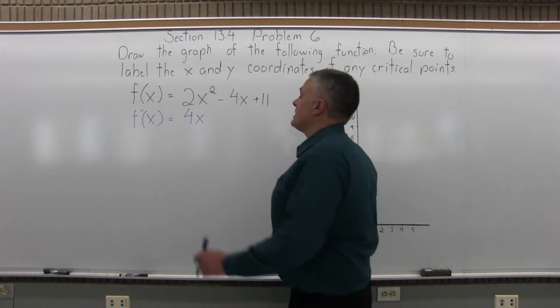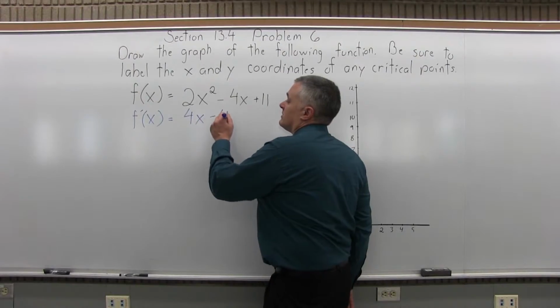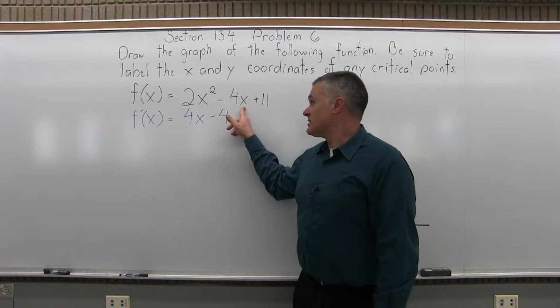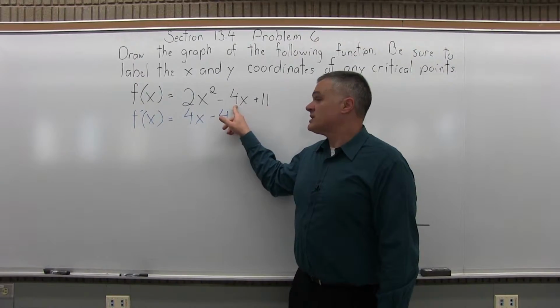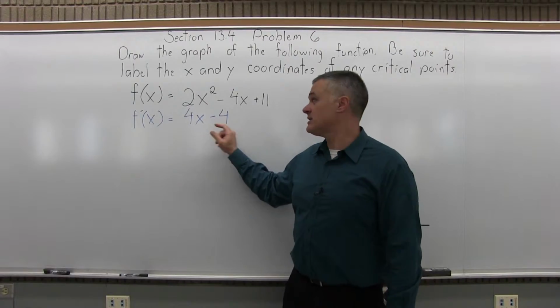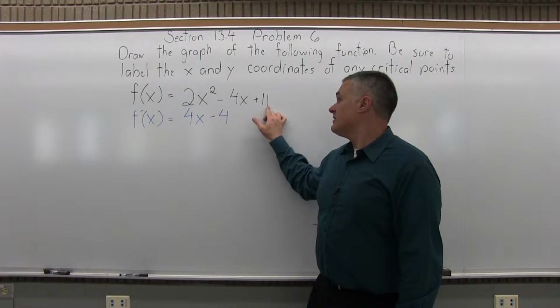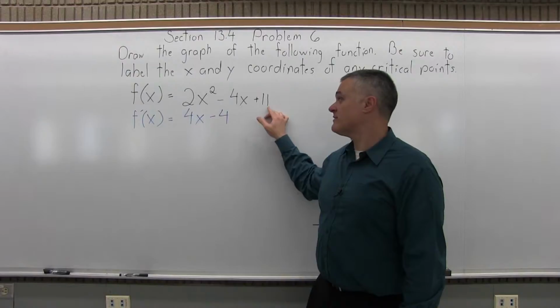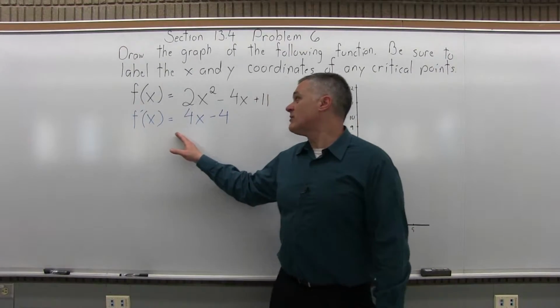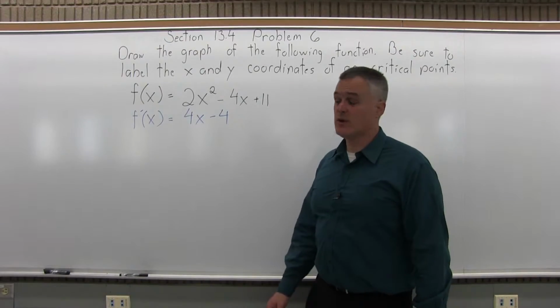The next piece, the minus 4x, will have a derivative of just simply minus 4. And again, the reason being, when you take the derivative of something with an x to the first, the answer is just the number in front of the x, which is minus 4. Again, be sure to include the sign, not just the number. The 11 on the end has no x with it, so its derivative is 0. So for the answer to step 1, the first derivative is f prime of x equals 4x minus 4.